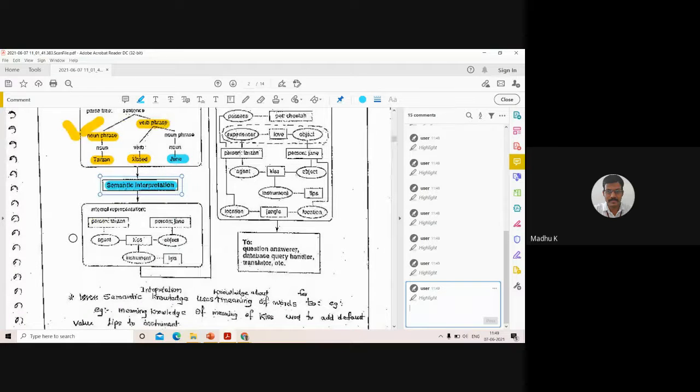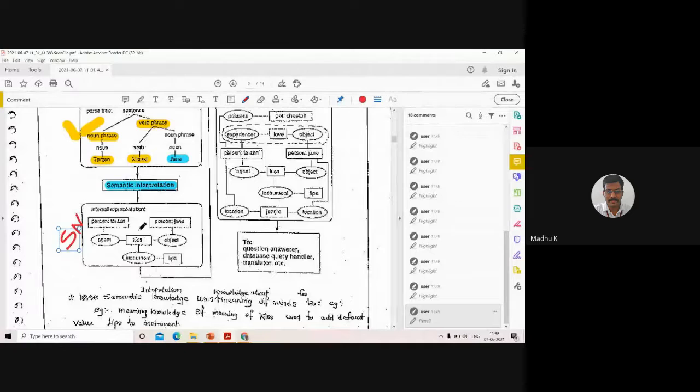You can note which type of internal representation we are using here. It is a semantic network. The same sentence we will express in the internal representation. We can use a semantic network or a conceptual graph, which is also similar to a semantic network. Just try to understand the process.